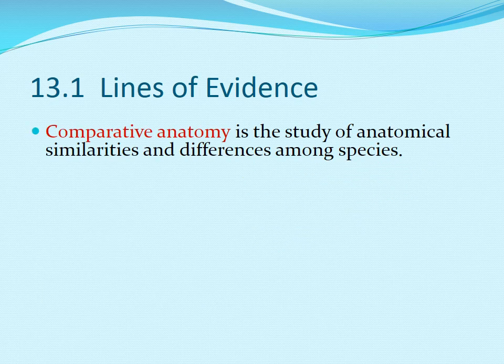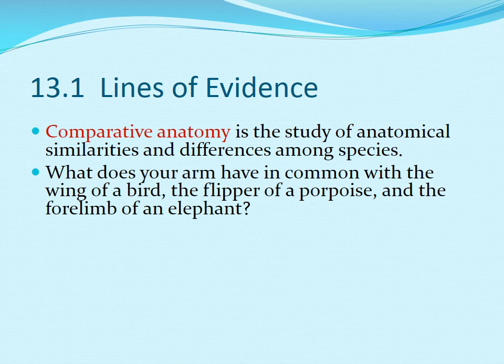So by definition, comparative anatomy is the study of anatomical similarities and differences among species. So what does your arm have in common with other limbs on other organisms? That's one way to look at it. Or what does your eye have in common with other eyes that other organisms have? Things like that.